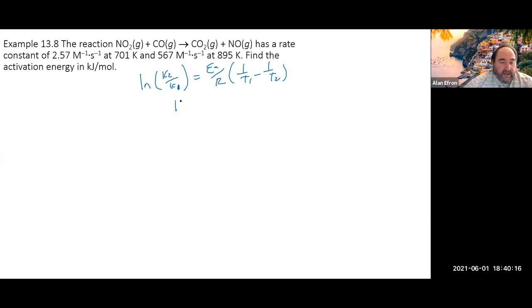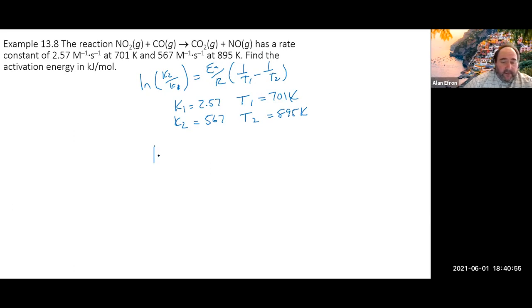If we do that, then K1 in this case would be 2.57, and that would obviously go with T1, which is 701. And then K2 here would be 567, and our T2 that corresponds to that is 895 K. We see an increase in the rate constant as the temperature went up from 701 to 895: increase in the temperature, increase in the rate constant. So again, it doesn't really matter as long as you keep the correct rate constant and temperature together. Other than that, I think that's pretty much all we need.